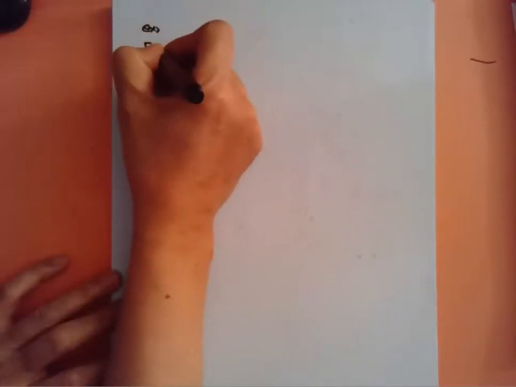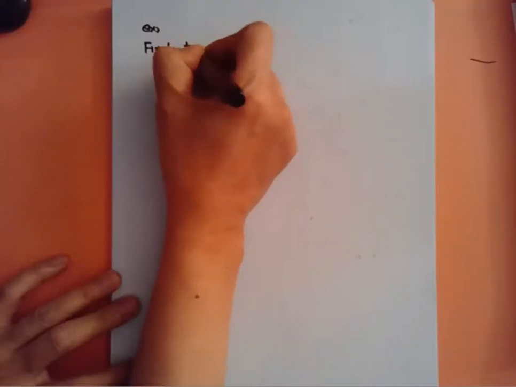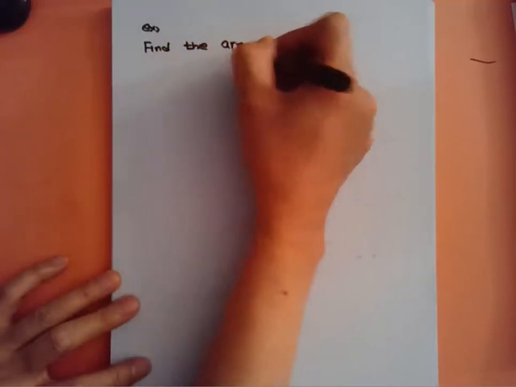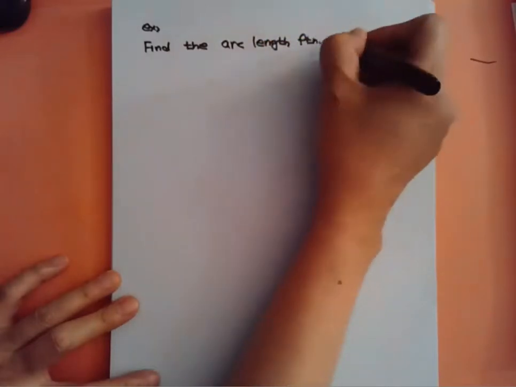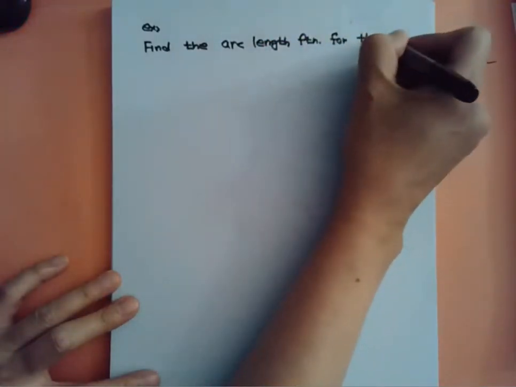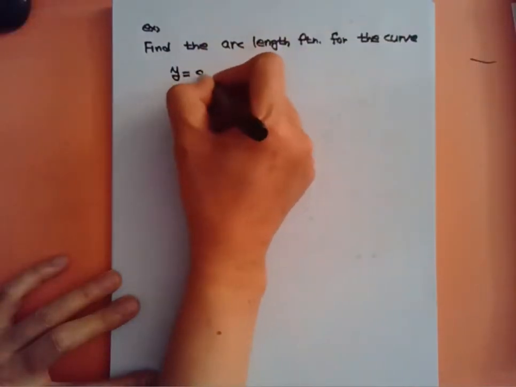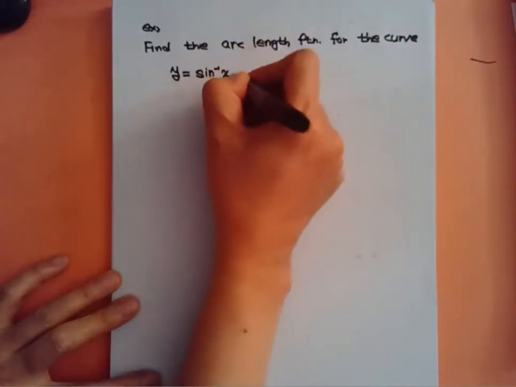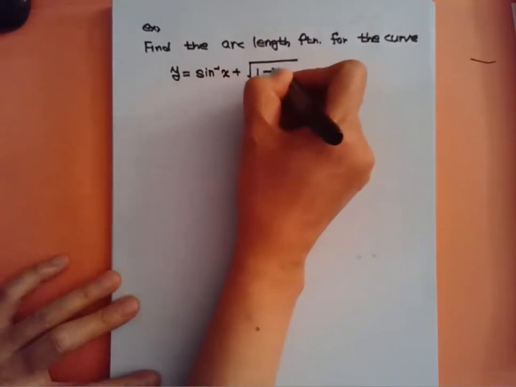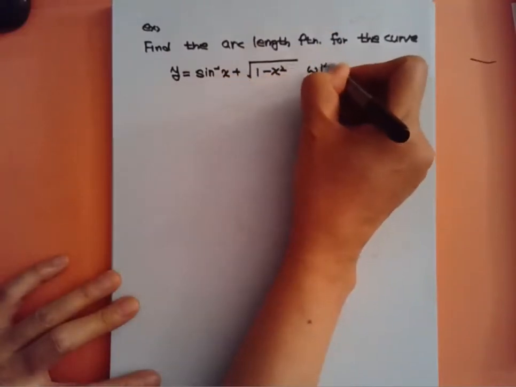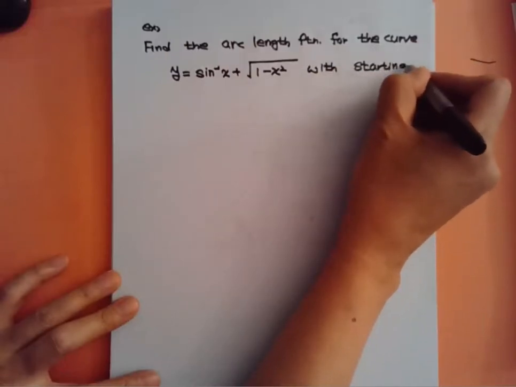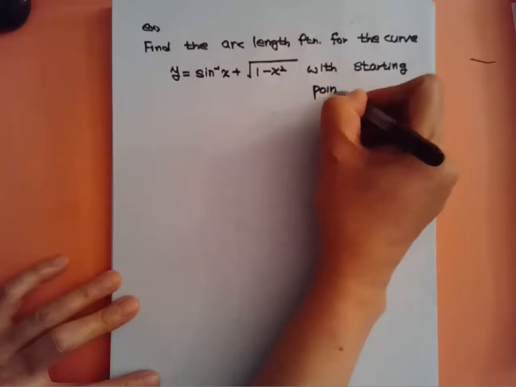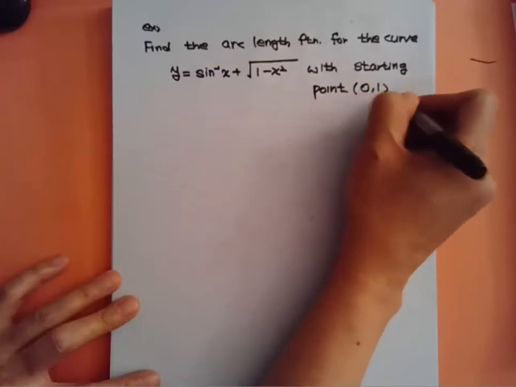Next example is find the arc length function for the curve y equals sine inverse of x plus square root of 1 minus x squared, with starting point (0, 1).